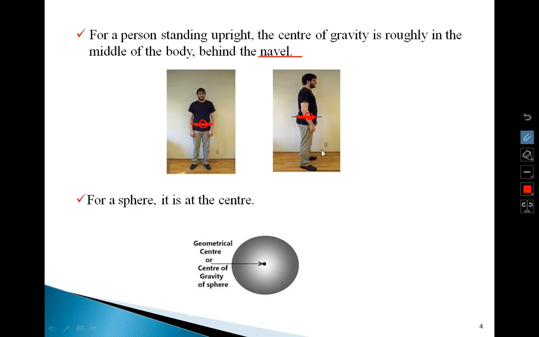If we take another shape like this one, where is the center of gravity? It will be in the middle. So we can say the center of gravity depends on the object itself, the shape of any object. The shape of any object defines the center of gravity.